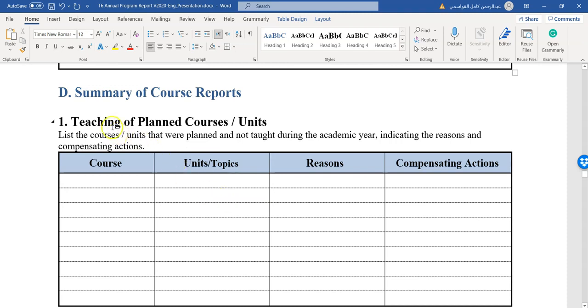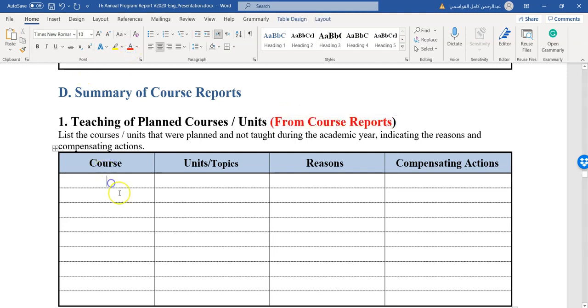Now in this section you have to fill the summary of course reports. You can take them directly from course reports.